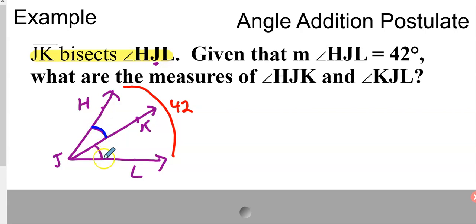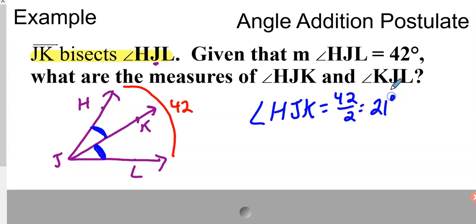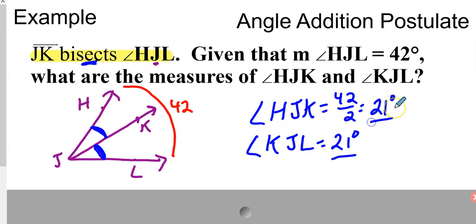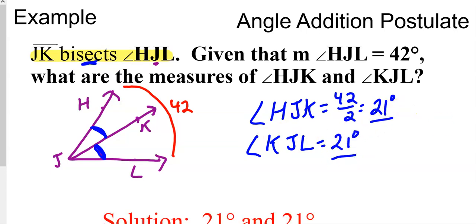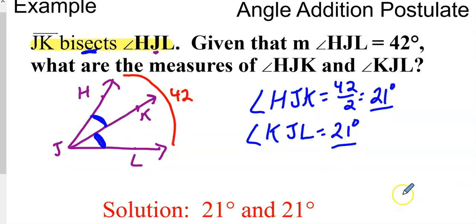So then it says, what are the measures of the angles HJK and KJL? Well, hopefully you remember here that it says that these are bisecting, so these would be equal. So all I need to do for both of these angles is take 42 and divide it by 2. So that would give us 21 degrees. And again, they're congruent because it's bisecting, so they both would be that. Okay. All right, let's try another one.